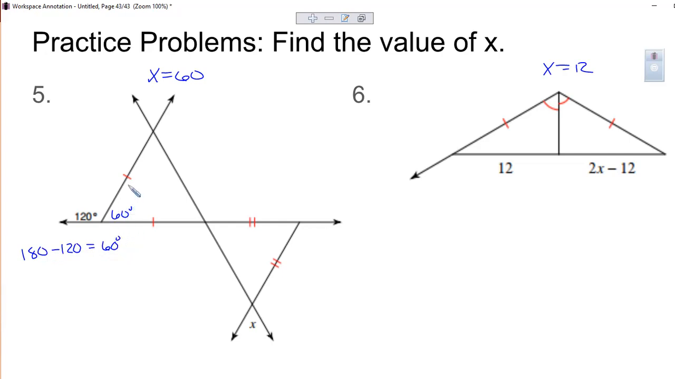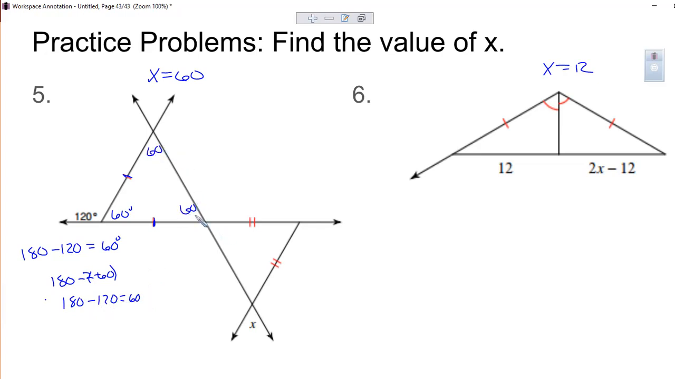So, once again, we have to recognize what type of angle we have. This is a vertex angle. So we're now going to do 180 minus 2 times 60. That's going to give us 180 minus 120, which is 60. So these both are now 60.